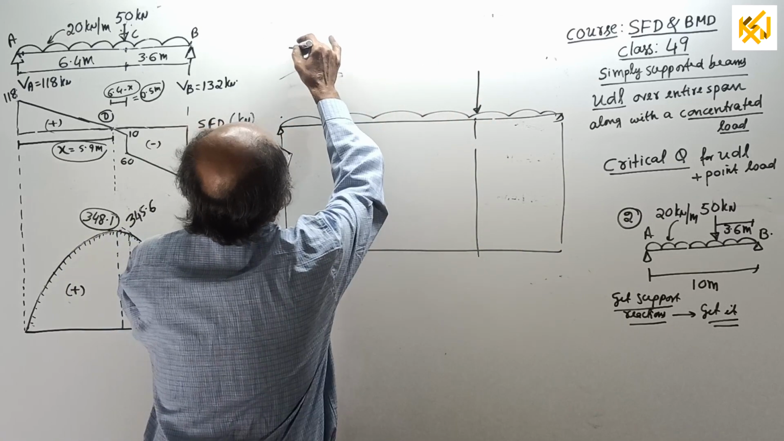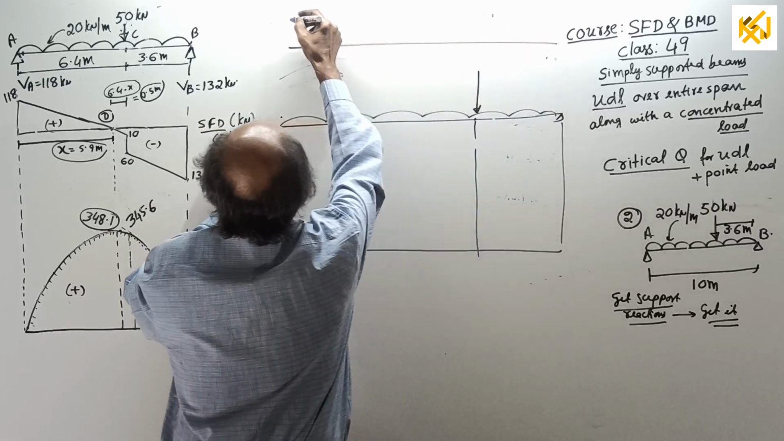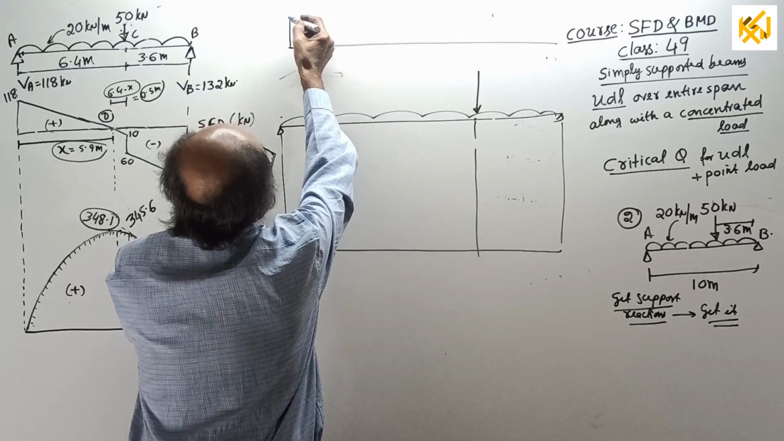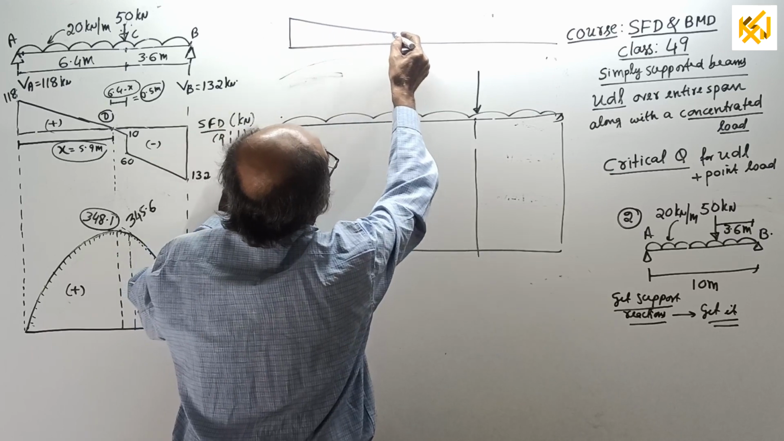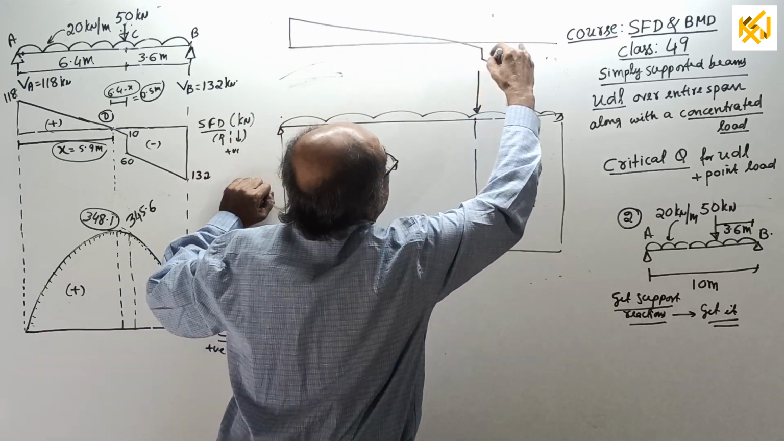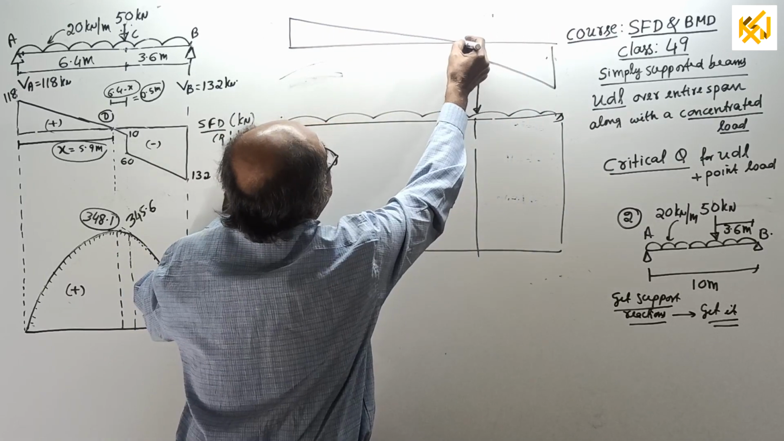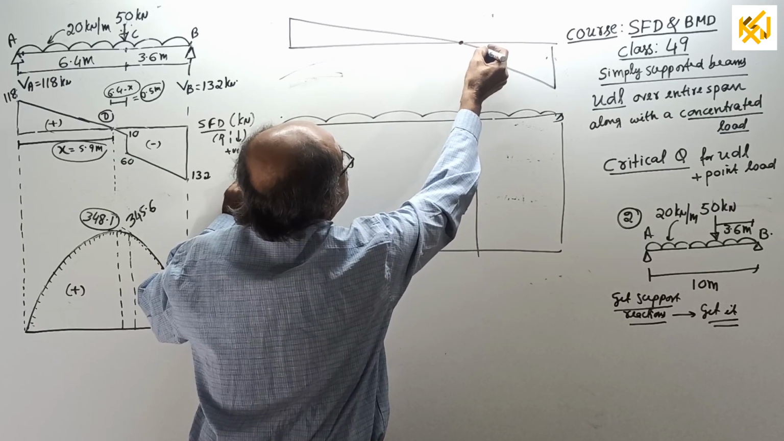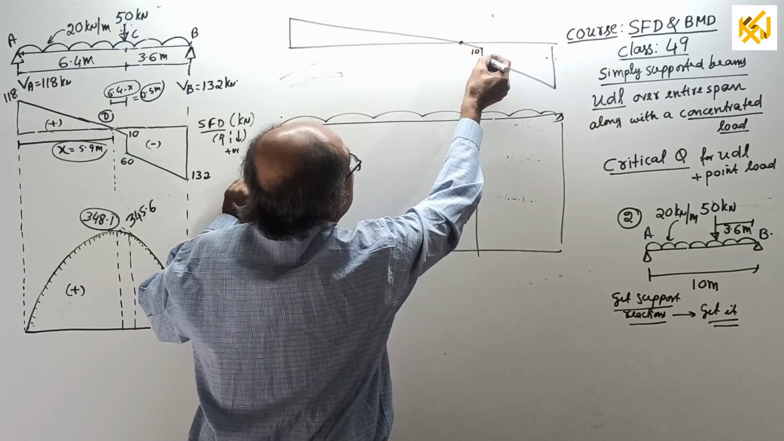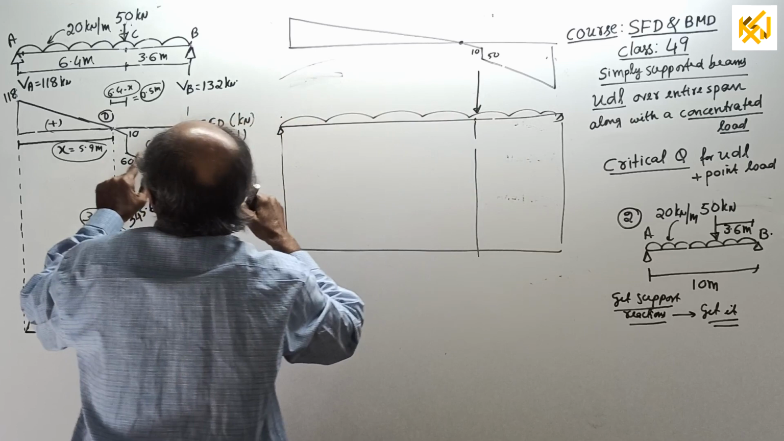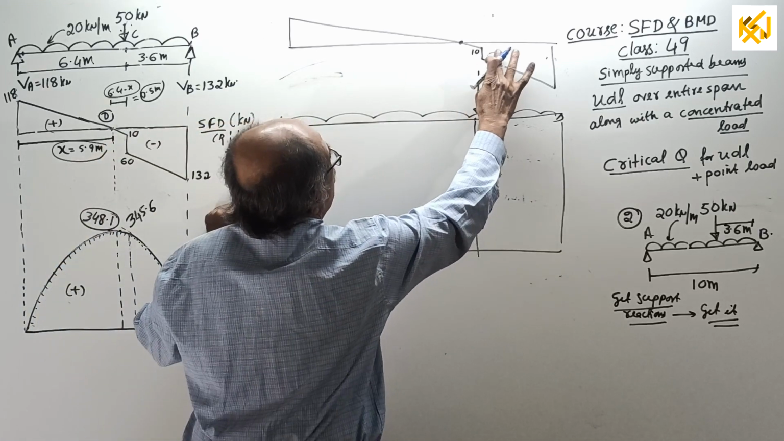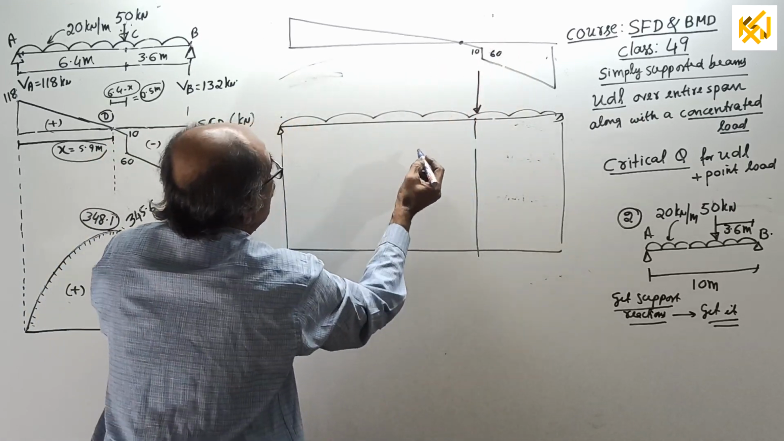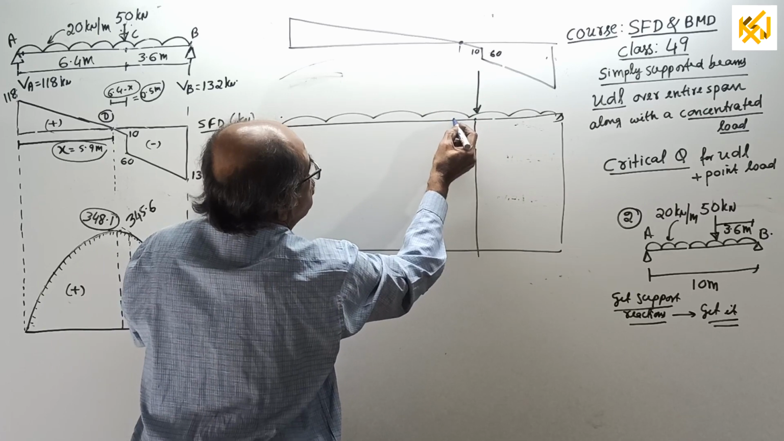Shear force diagram I will draw here to understand, just roughly. See, zero shear force. Here, this side shear force is 10, this side shear force is 60. Now, this is the point where shear force is 0.